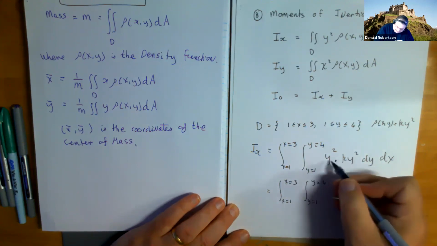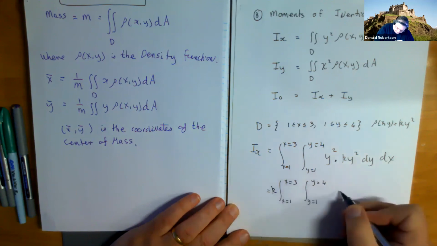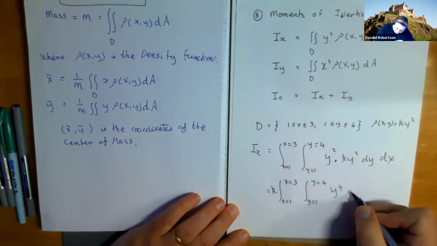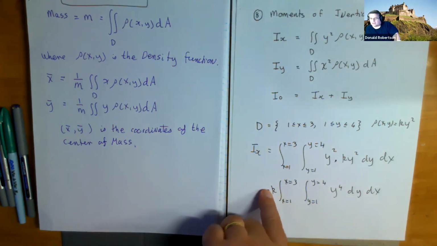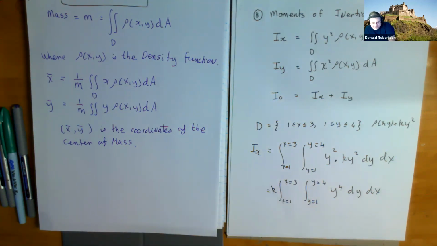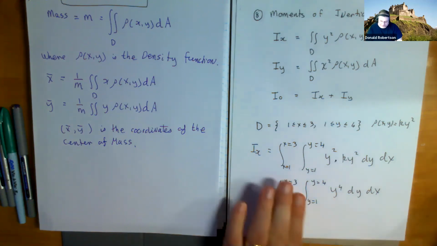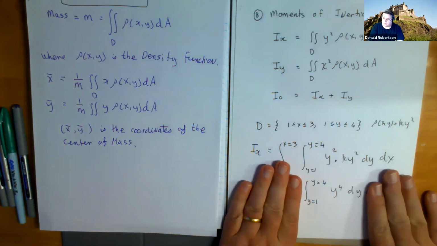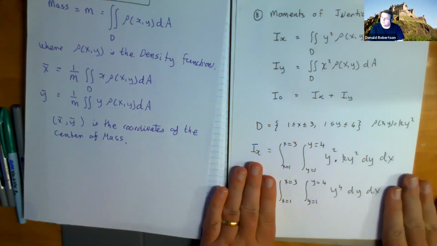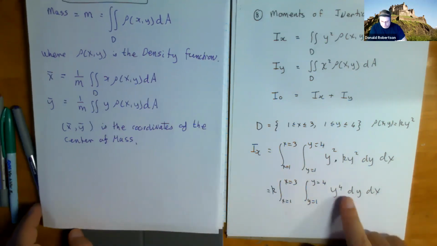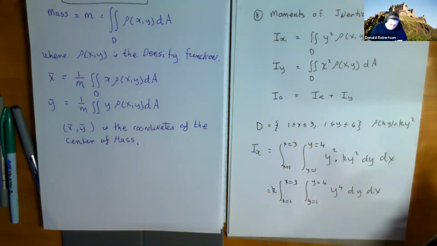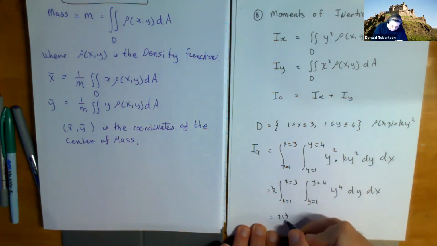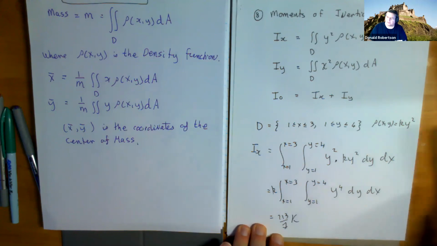This is going to be ky to the 4. Could I just pull the k out to the end? Just stick it out there so we can forget about it. This is variable separable, really, isn't it? Couldn't you just find this integral and then do that one? 1/5 y to the 5, plug in 4, plug in 1. No idea what you get. 213/7, a made up answer. Okay.